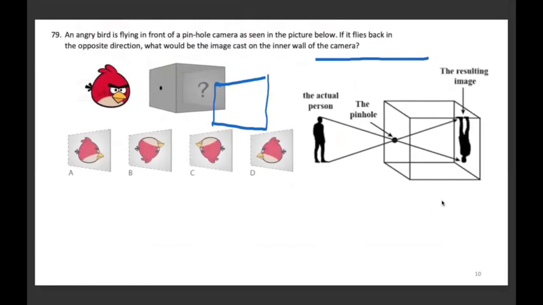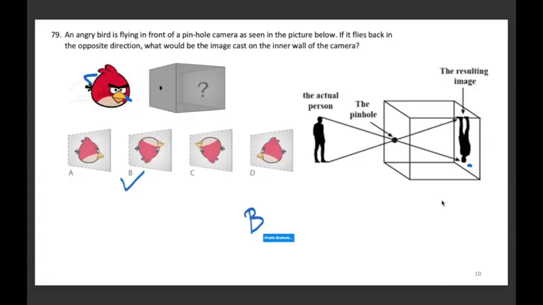When we are looking at something through a pinhole camera, the image will be a 180-degree rotation of the original figure. So now if the bird is moving in the opposite direction with the beak facing the other way around, its 180-degree rotation, with the beak facing in the front direction, is what will be seen. So B is the correct figure here, after the bird changes its direction and we look at the pinhole camera.